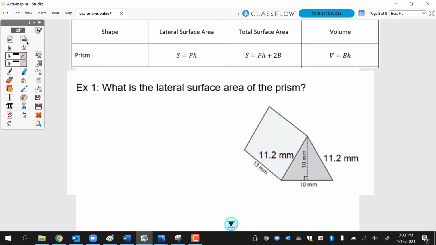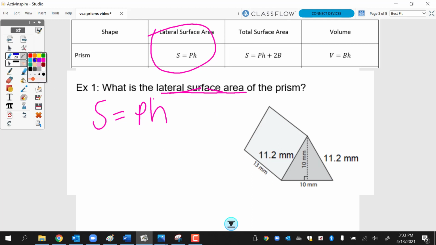So here we go. We actually need to see some examples of how do I use this. So number 1 says, what is the lateral surface area of the prism? And they give me the prism over here. Yay me. So as soon as I see lateral surface area, that means I need to pick one of these formulas up here. So I'm going to write that down. S equals PH. So P means I need to know the perimeter of the base. So let's look at this shape. I need to figure out what's the base. So I'm going to shade in my base.